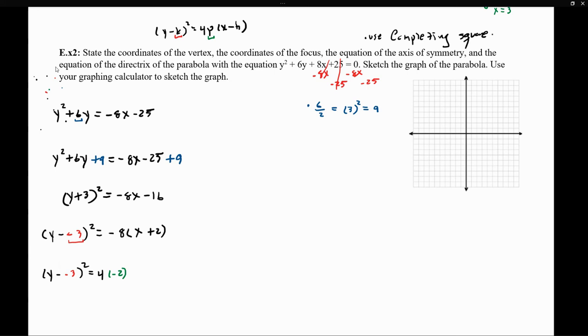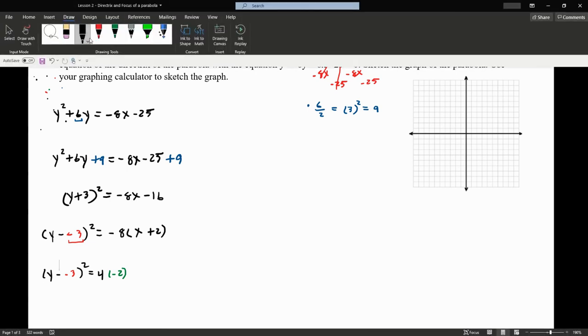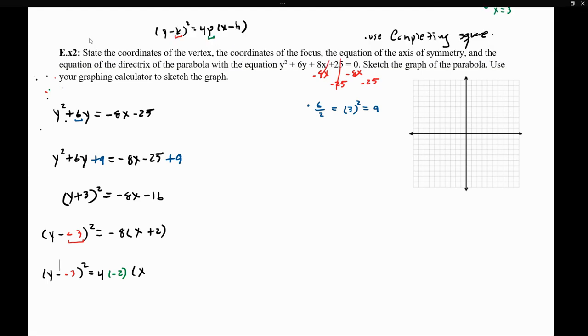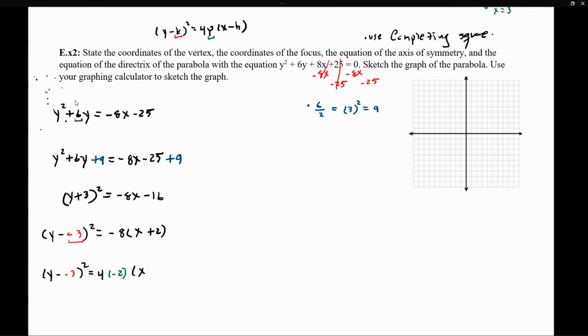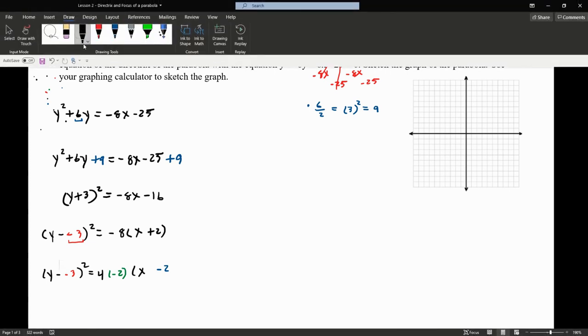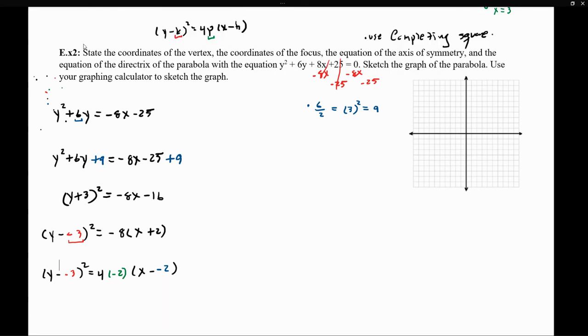Look at that. Definitely, -8 is 4 times -2, but I need to write it in terms of a 4 because that's just how we write down our standard form. And now this parenthesis x plus 2, I need to make it look like x minus h. So therefore, I can see, and let me just do that in blue now, this plus 2, I can write it as minus -2. And now by doing that, it will be easier for us to identify what the values of k is, p is, and h is.